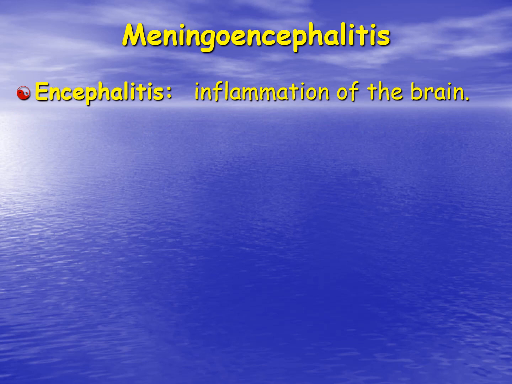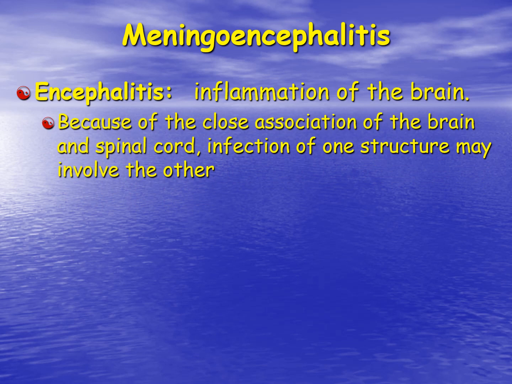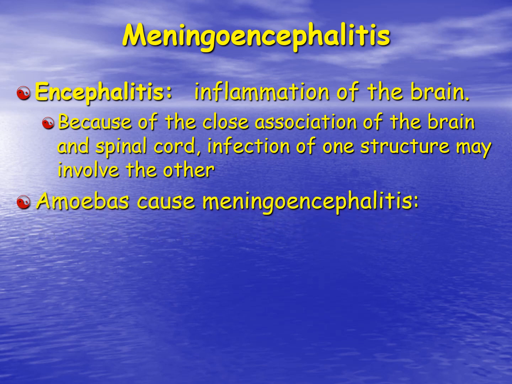Now, meningoencephalitis. Encephalitis is inflammation of the brain. Encephalitis can occur without meningitis. Meningitis can occur without encephalitis. But many times with meningitis, the bacteria or the fungus or even the virus will move from the meninges into the nervous tissue itself. So because of the close association of the brain and spinal cord, infection of any of the structures of the central nervous system may involve one of the others.